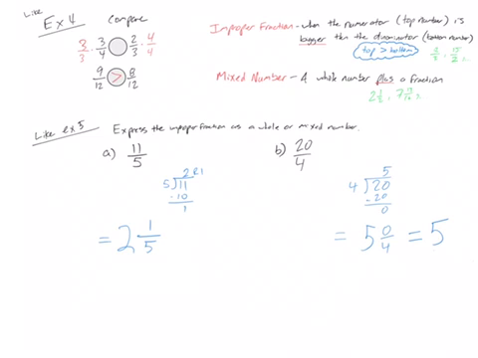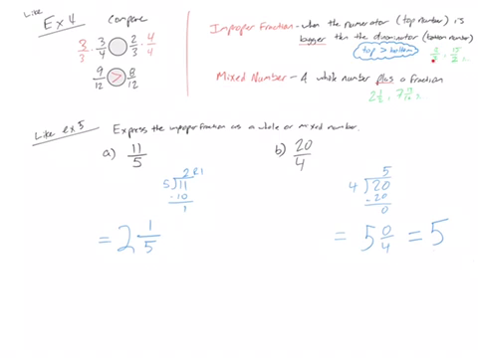Okay, moving on to what I was trying to talk about earlier. Improper fractions. Improper fractions are when the numerator, or the top, is bigger than the denominator, or the bottom. So if the bigger number is on top, then we call that an improper fraction. A mixed number is a whole number plus a fraction. And I have some examples here.